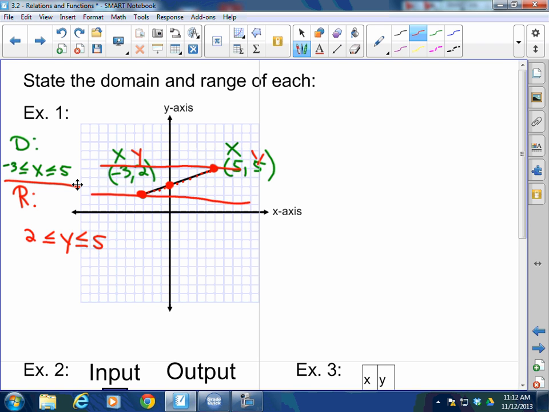How do we know that y is greater than 2? Because y is 2 here, but then it goes up here to 5. So it has to be greater than. So usually when you go above something, it's greater than that. Thank you, sir. Does that make sense? Yes, sir. Okay. Thank you.